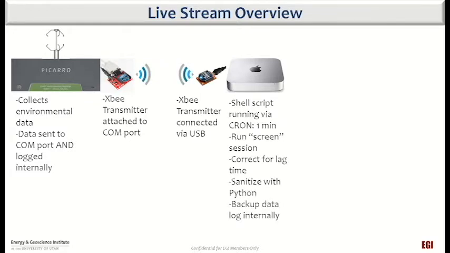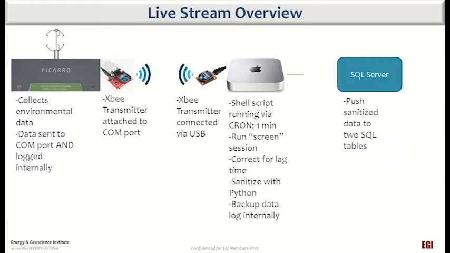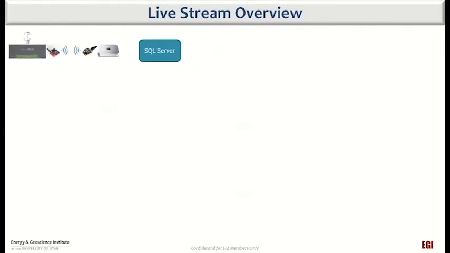Running a cron shell script once a minute logs all of the data on the Mac Mini as they are received. The data are then sanitized using Python scripts to apply a time correction, eliminate bad lines of data, and format the data into an SQL-friendly format. The shell script then pushes the sanitized data into two SQL tables, one with the CO2 data and one with the anemometer data. The SQL tables are the holding place for the data to be worked on using R. The raw data are also backed up in multiple locations, but the true working data resides in the SQL database.